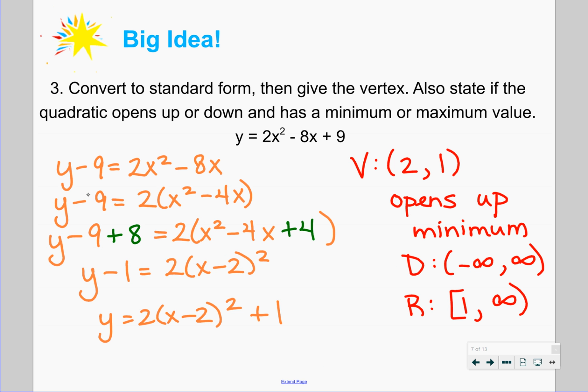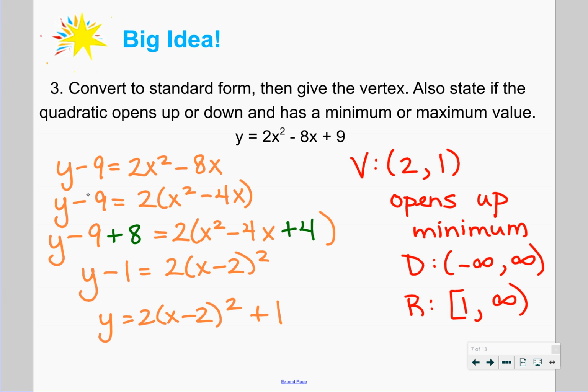All right, let's take a look at it. So I subtracted 9, and I factored out the 2, which leaves me with a negative 4 in front of my x. Then I take that negative 4, half it, square it. Half of it, negative 2, square it, 4. 2 times 4 gives me a positive 8 that I'm adding to the other side. Same amount on both sides. Then x squared minus 4x plus 4 factors to x minus 2, or x minus 2 squared. Negative 9 and 8 give me negative 1. When I move the 1 over, it becomes positive. That gives me this final equation.